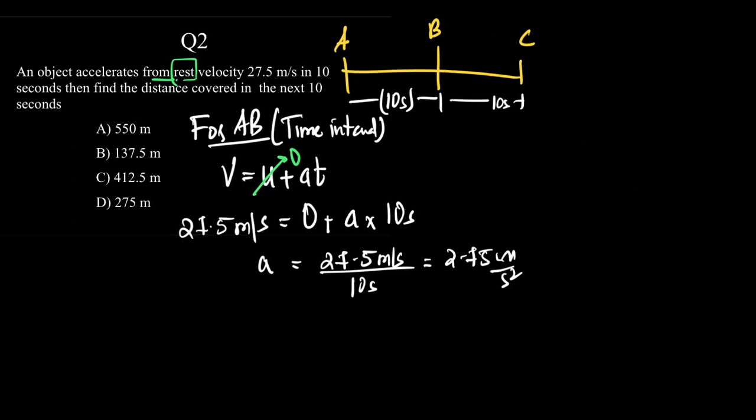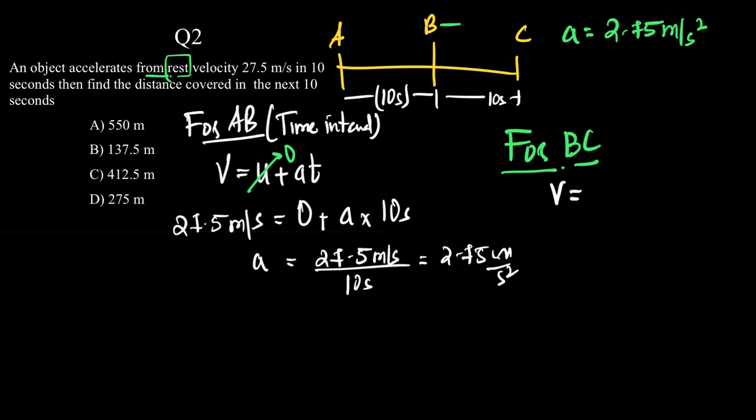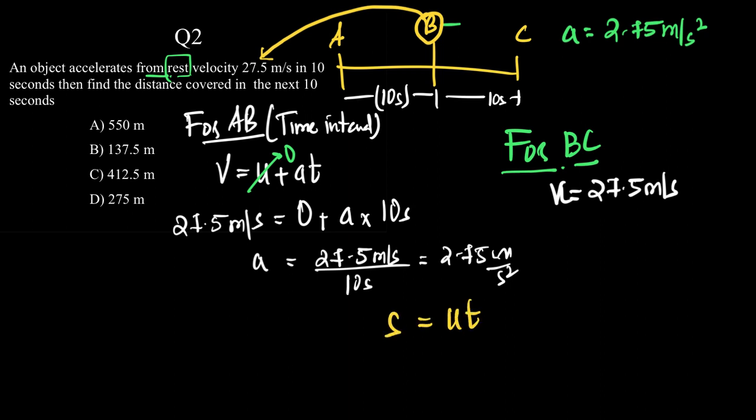Now, we should understand that the body throughout the motion has an acceleration of 2.75 meter per second square. But for the time interval BC, the velocity of the body here becomes 27.5 meter per second, right? Why? Because at this point B, the question says that the velocity is 27.5 meter per second. In which case, what would be the displacement time relation? It would be S is equal to ut plus half AT square.